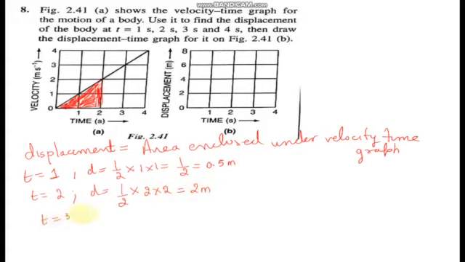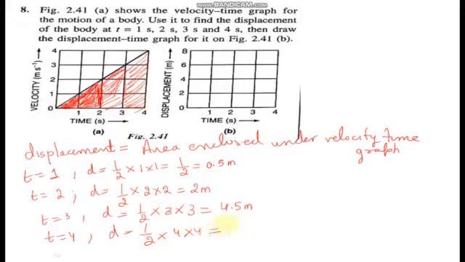When time is equal to 3 seconds, what is the displacement? In 3 seconds, this will also come in between, so this complete shaded portion is also a right angle triangle. The base is 3 and the height is also 3, so it comes out to be 4.5 meter. When time is equal to 4 seconds, this part will also be shaded. Then the base is 4 and the height is 4, and it comes out to be 8 meter.